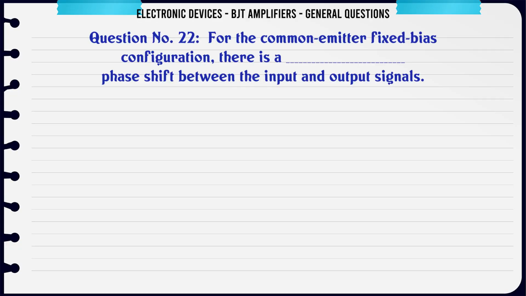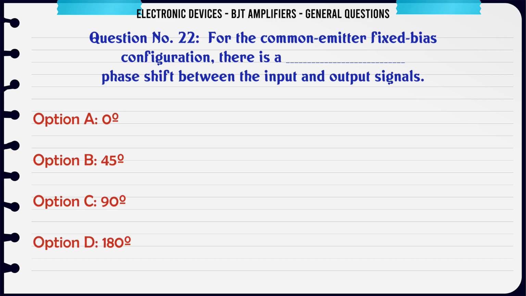For the common-emitter fixed bias configuration, there is a phase shift between the input and output signals. A. 0. B. 45. C. 90. D. 180. The correct answer is 180.